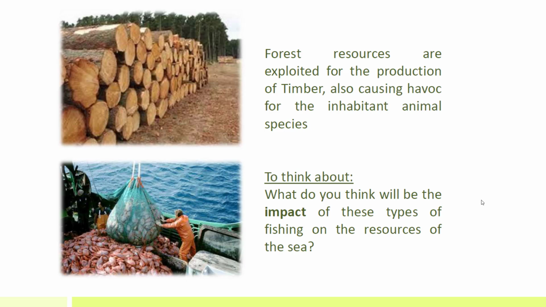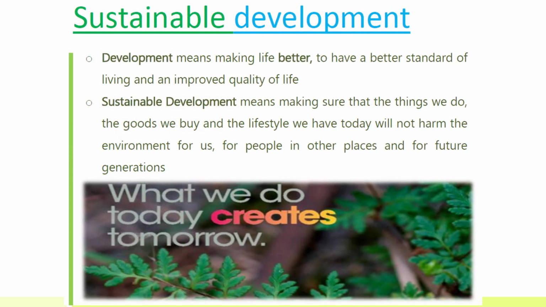And so you can just imagine what kind of an impact this sort of catch would have on a population of fish. It used to be in the 60s and before that a lot of people thought the earth could be unlimited in all of its resources and that we wouldn't run out of anything. But we now know we need to think about sustainable development. And this means development that makes life better and having a better standard of living and improved quality of life. So sustainable development means making sure the things that we do, the goods that we buy, and the lifestyle that we have will not harm the environment.